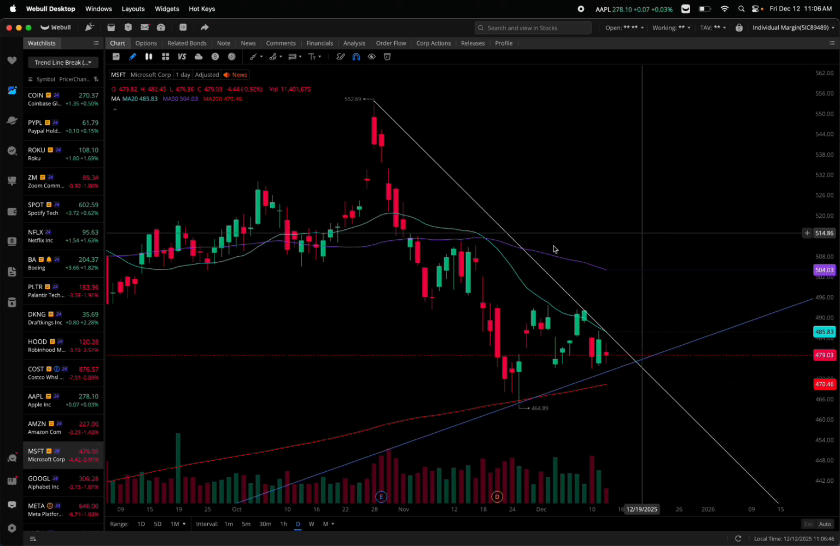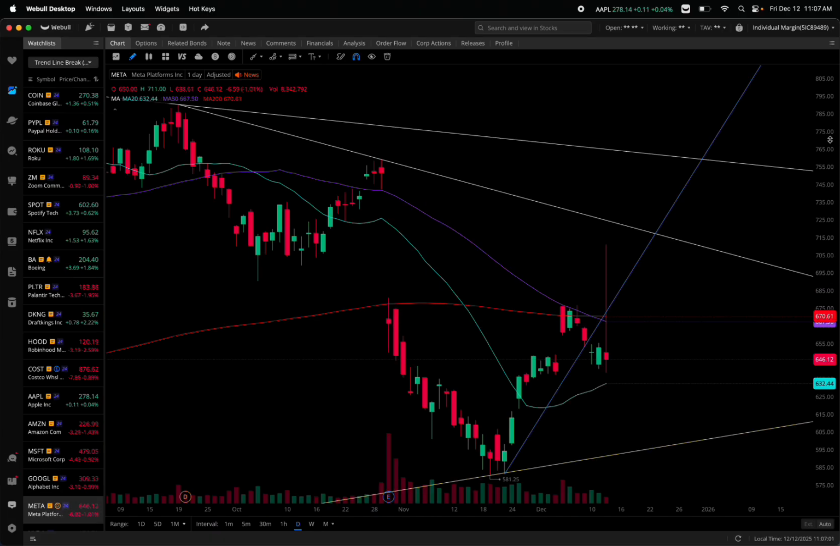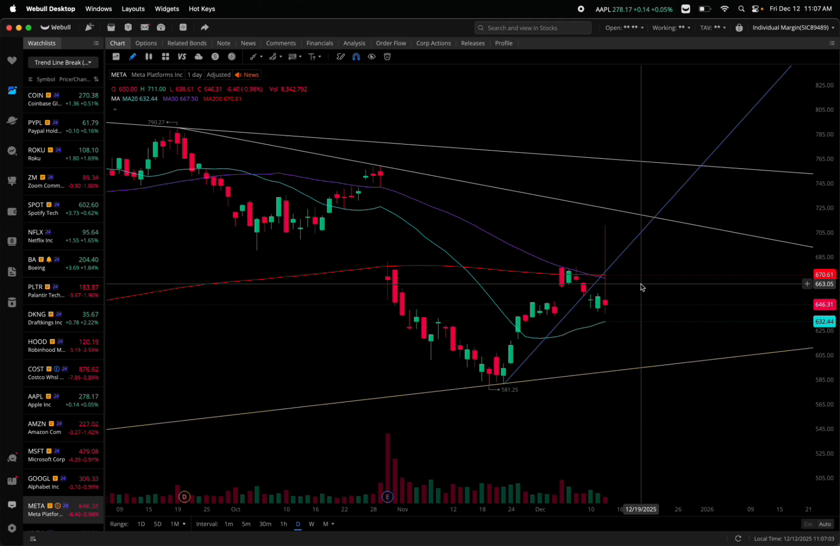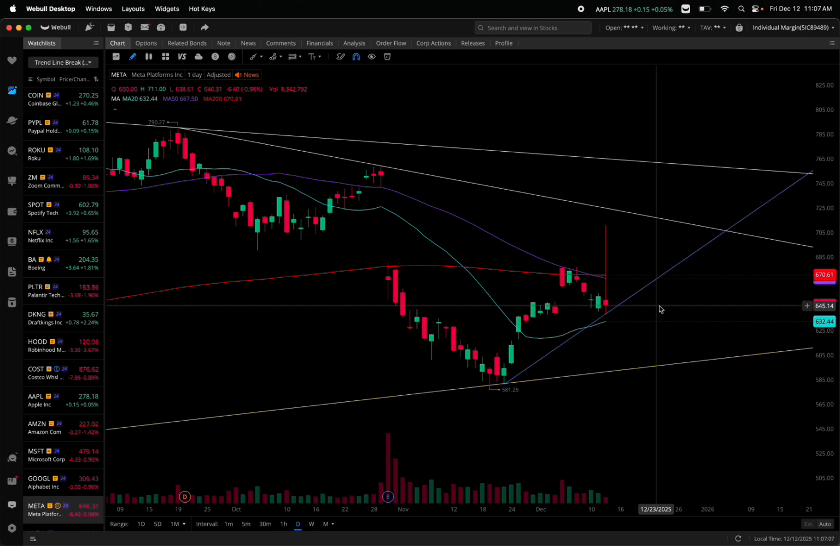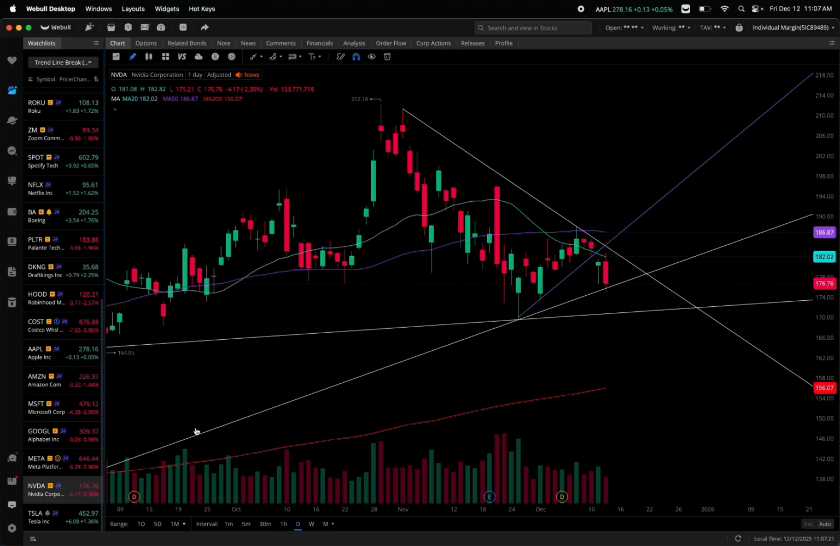Microsoft, nothing going on either. Google, could we draw something with Google here? Not really. So nothing going on with Google either. Meta, what the hell was that, earnings or what? That's a pretty aggressive candle right there. But either way, nothing going on with Meta. Let's move on now. So we're getting close to not finding anything.